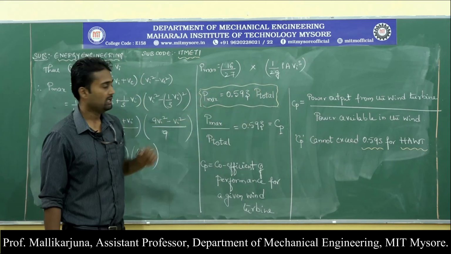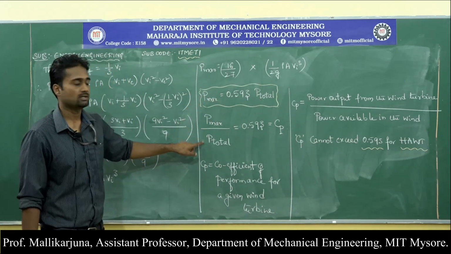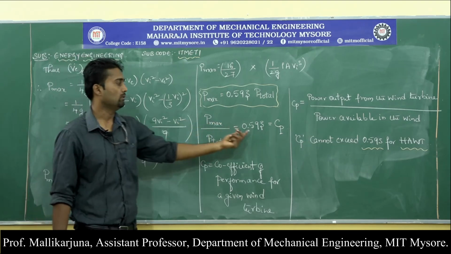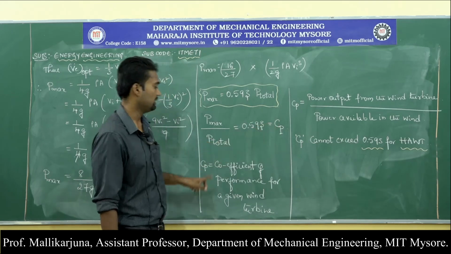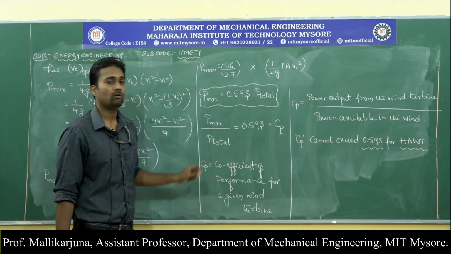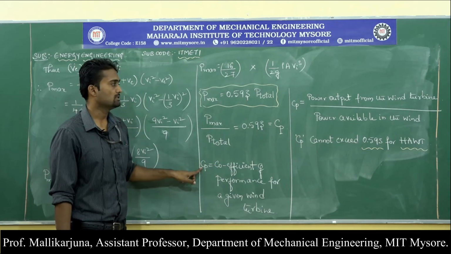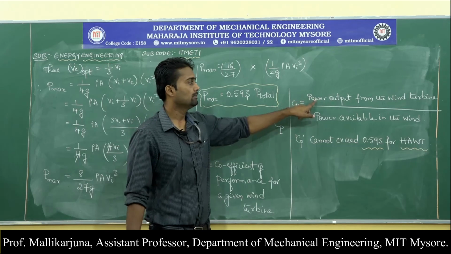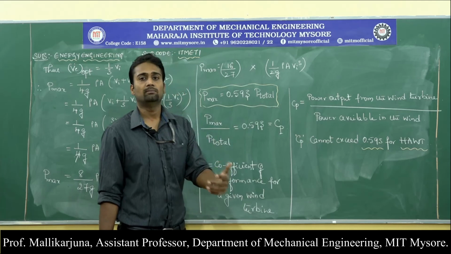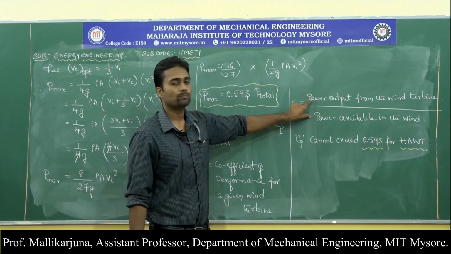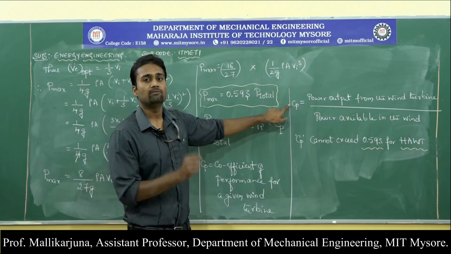So that is the expression for us. If I alter the equation again, power max I will keep as it is, and then I will take the power total onto the left hand side. Power max by power total will be equal to 0.593, which is usually termed as Cp, where Cp is the coefficient of performance for the given windmill or wind turbine. Cp is nothing but the power output from the given wind turbine to the actual power that is available in the wind. This ratio will give us the coefficient of performance of the given wind turbine.